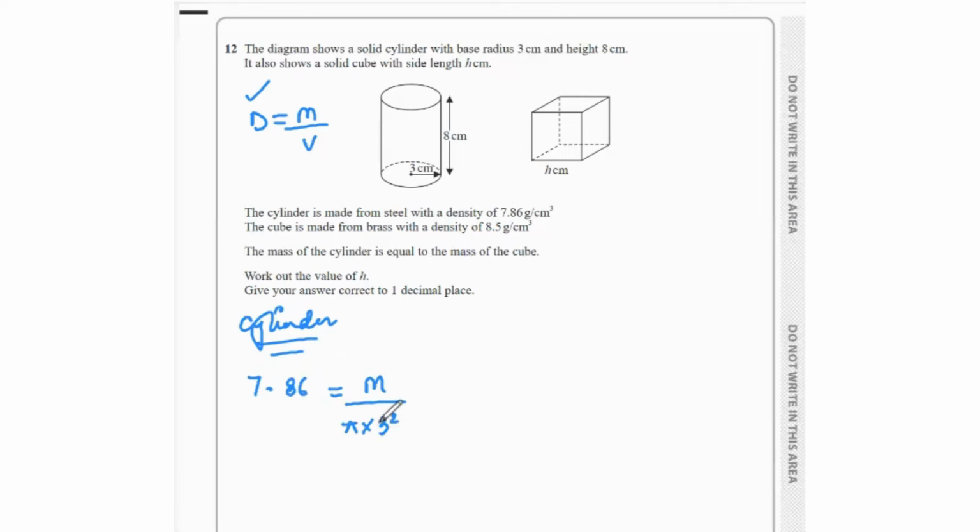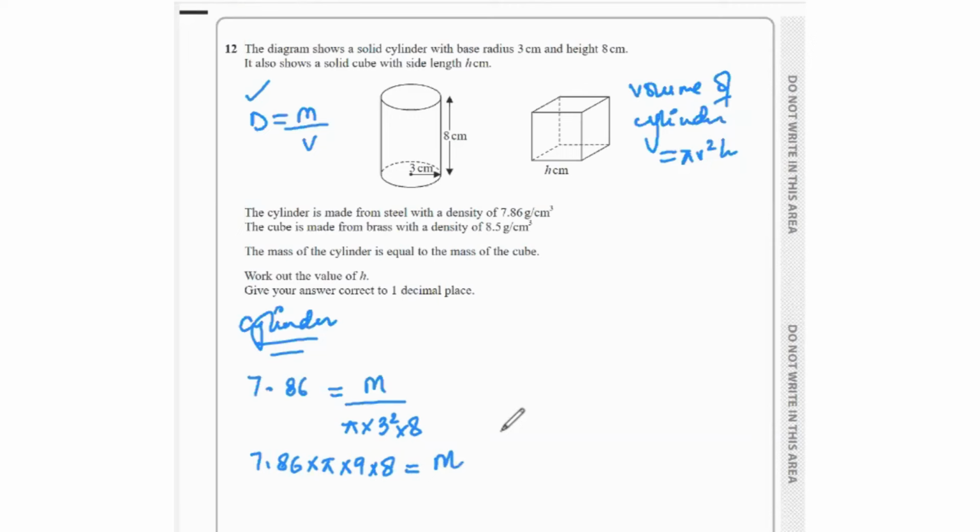So r squared is 3 squared and height is 8. So I write the formula over here, volume of cylinder is pi r squared h. So cross multiply: 7.86 times pi times 9 times 8 equals the mass of the cylinder, which is going to give us a value of 1777.85 grams. That's the mass of the cylinder.